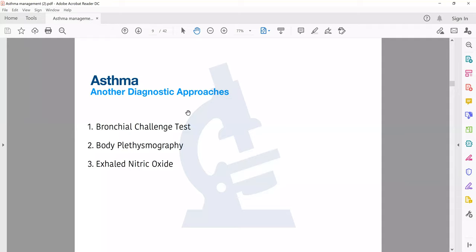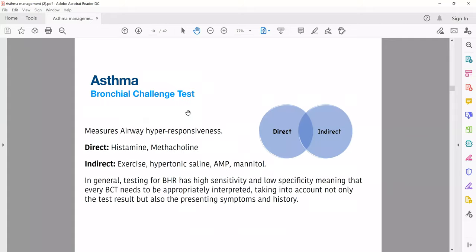Other diagnostic approaches are bronchial challenge tests, body plethysmography, and exhaled nitric oxide. The bronchial challenge test measures only the airway hyperresponsiveness, which can be present in other diseases. So this is an important point. We have two types: direct, which means it directly affects the airway smooth muscle, like histamine and methacholine, and indirect, like exercise, where we're not affecting the airway smooth muscle directly. As we said, the bronchial challenge test measures airway hyperresponsiveness, so it has high sensitivity and low specificity.